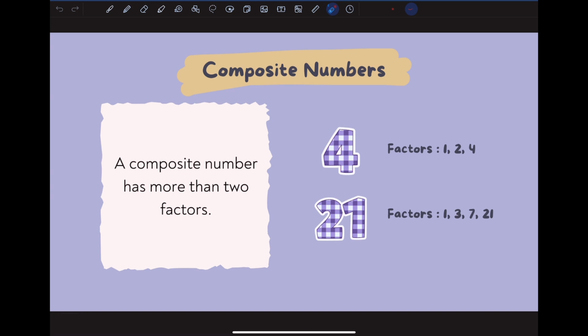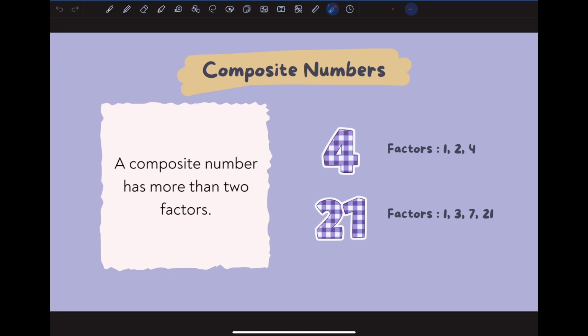So a composite number has more than 2 factors. Any number that has more than 2 factors is called a composite number. Examples include 4 and 21. So 4 can be divided by 1, 2, and 4. We have 3 factors, so 4 is a composite number. Similarly, 21 can be divided by 1, 3, 7, and 21. It has 4 factors, and therefore 21 can also be categorized as a composite number.